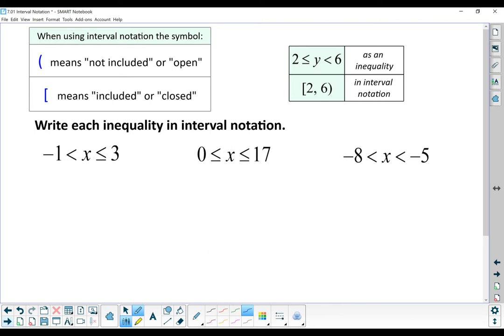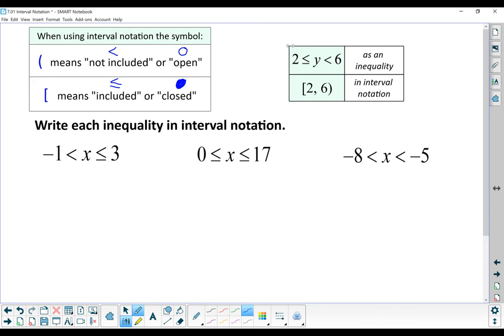When you're using interval notation, it's not always a bracket though. Sometimes we do use parentheses. So if it's an open circle or not included, we would use a parenthesis. If it's an included value or a closed circle on a graph, we would use a bracket.